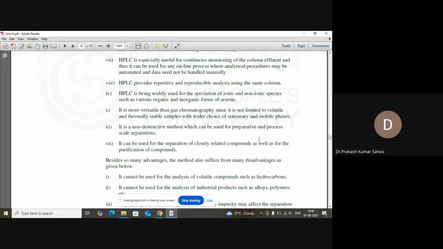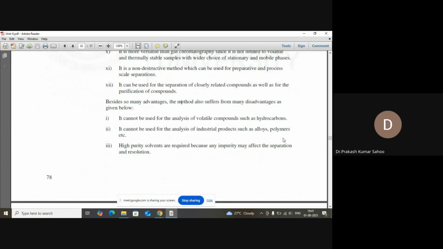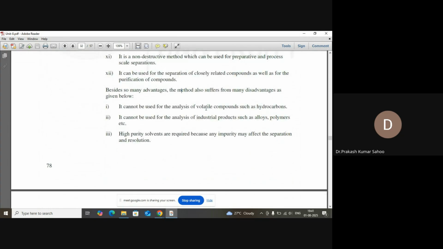HPLC is being widely used for the speciation of ionic and non-ionic species, that is polar and non-polar, such as various organic and inorganic forms of arsenic. It is more versatile than gas chromatography. It is a non-destructive method. It can be used for the separation of closely related compounds. It cannot be used for the analysis of volatile compounds, which can be detected by GC, gas chromatography.